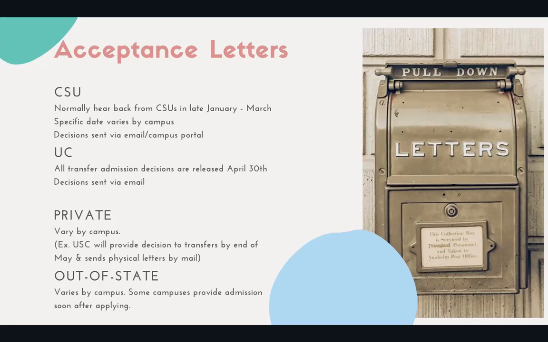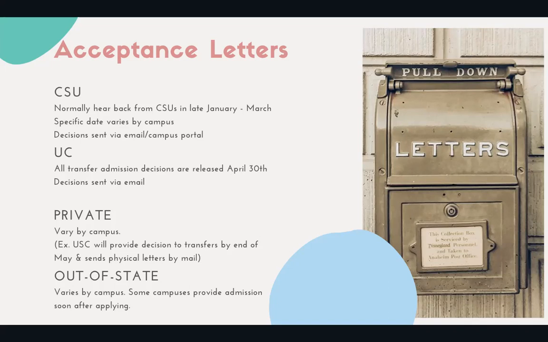They wait till the very end of the month normally to tell students that they got admitted. And then private schools, it varies by campus. So USC likes to send a decision by the end of May. Now for the UCs and Cal States, they normally give you admission decision by email and in your portal.